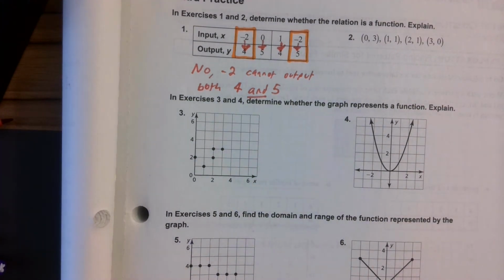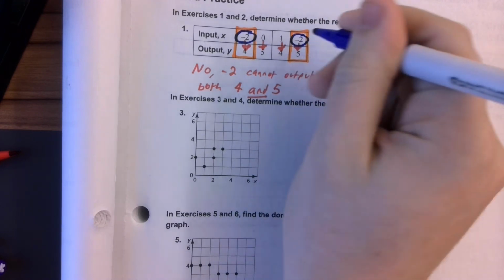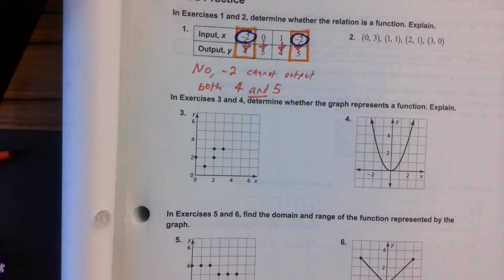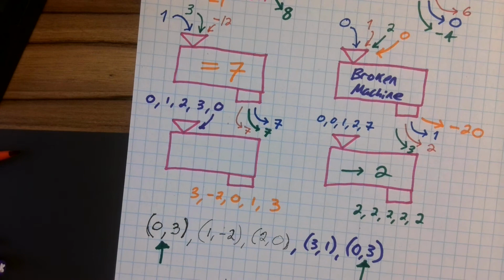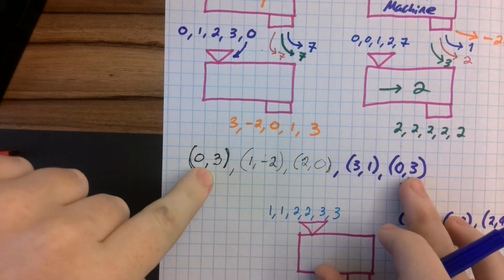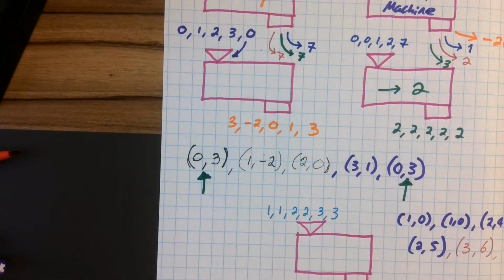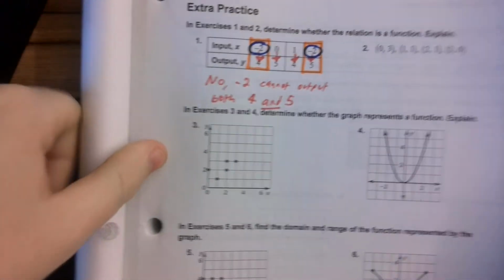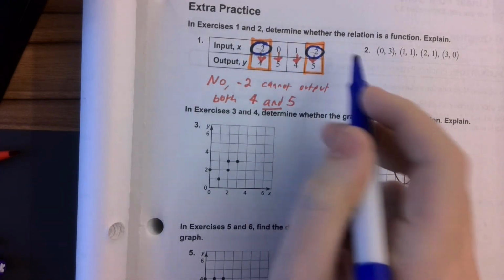One way that you can help detect if something is a function or not is to just find if there are any inputs that repeat. In this case, notice how -2 was repeating. If that -2 gave us the same output both times, we don't need to worry about it. It would be exactly like the example we did down here, where 0 gave us 3 in both cases. That's totally fine. But if they give you different outputs, then you'll know it's not a function.